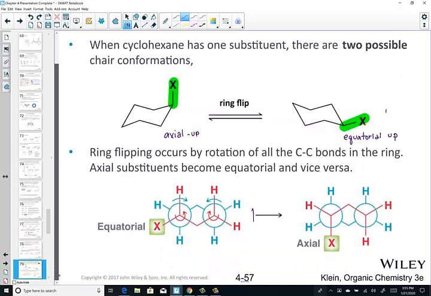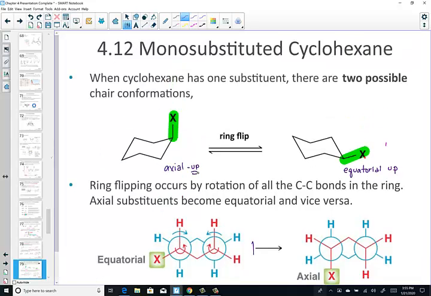So this ring flipping occurs by rotation of all the carbon-to-carbon single bonds in the ring. Axial substituents become equatorial, and equatorial become axial, and the number of carbons kind of just flip from up to bottom, up to down. But I want to stress, if something was pointing up as an axial, it will still be pointing up. It's just now in the equatorial position.